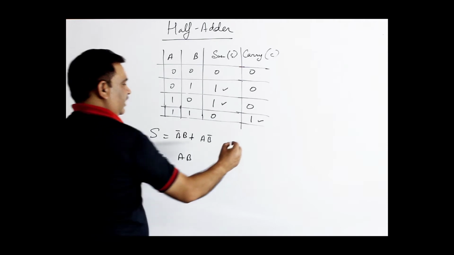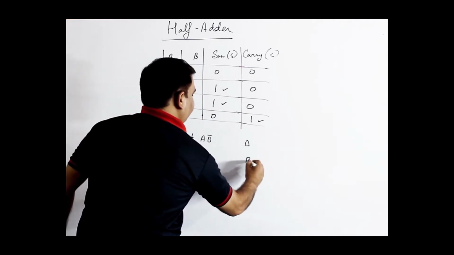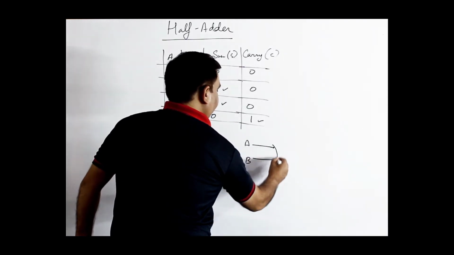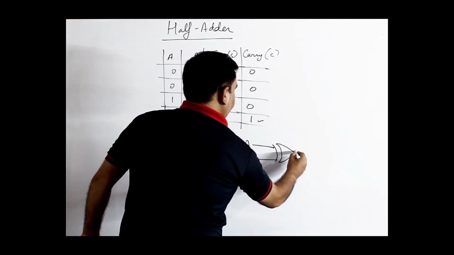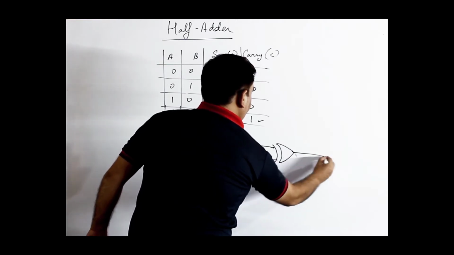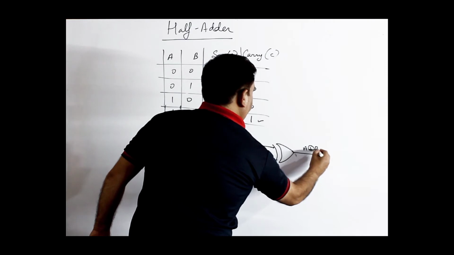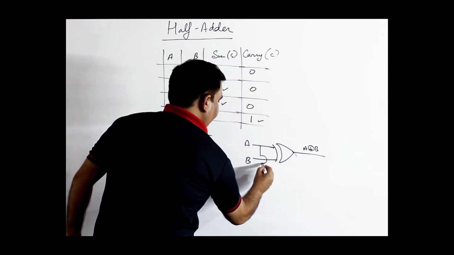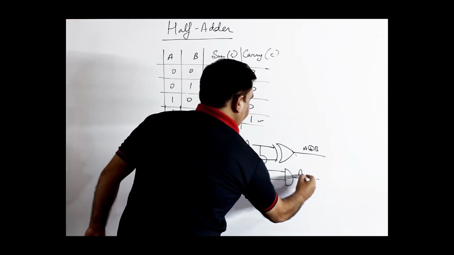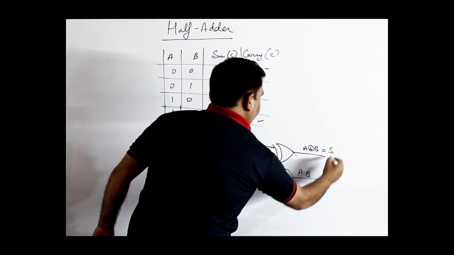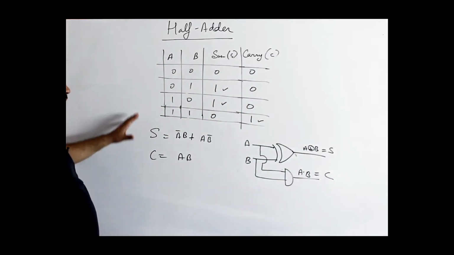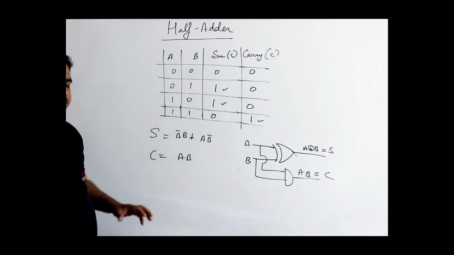When you draw the logic circuit diagram, you can draw like this: A, B, XOR. You can write A XOR B, and I am using the jumper here, and this is A dot B. This is the sum expression and this is the carry expression. So, this is about the half adder circuit.